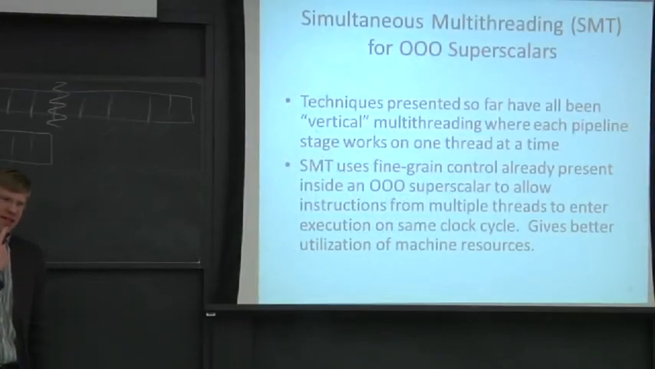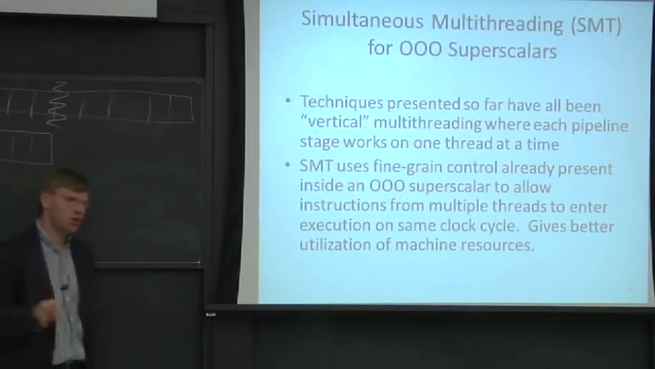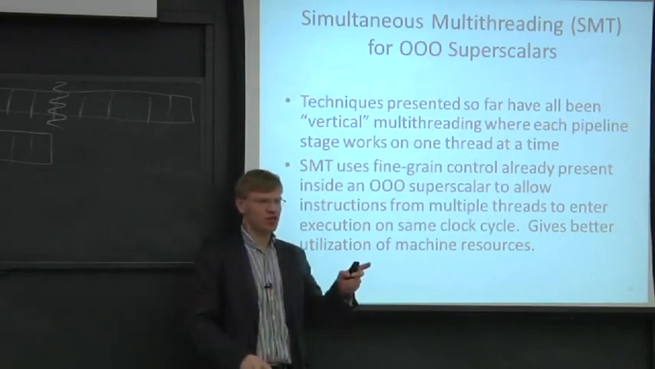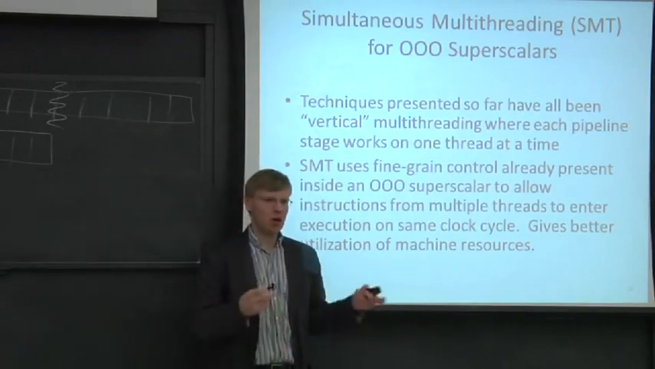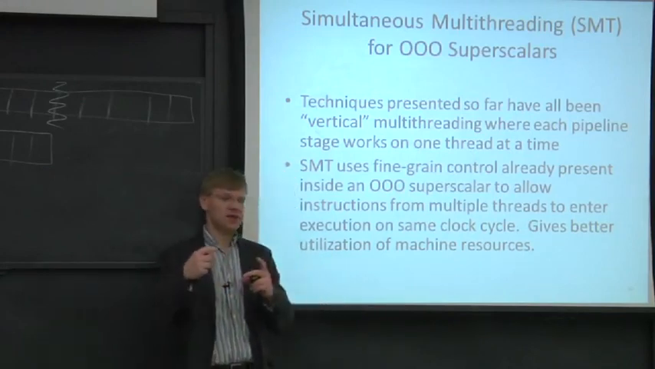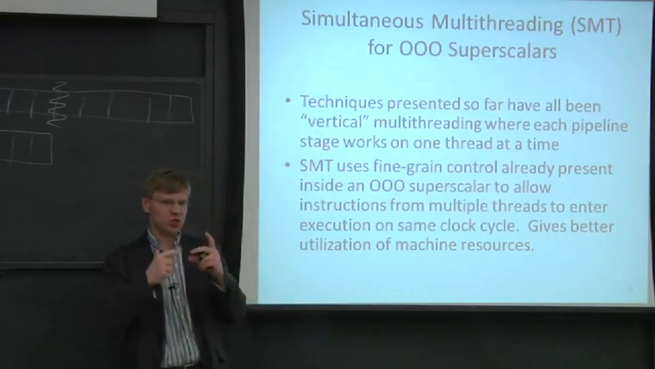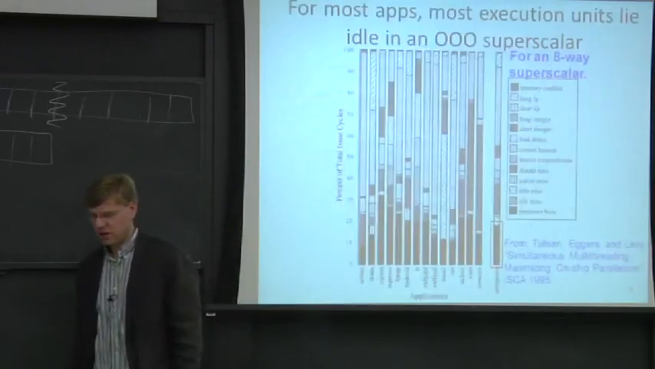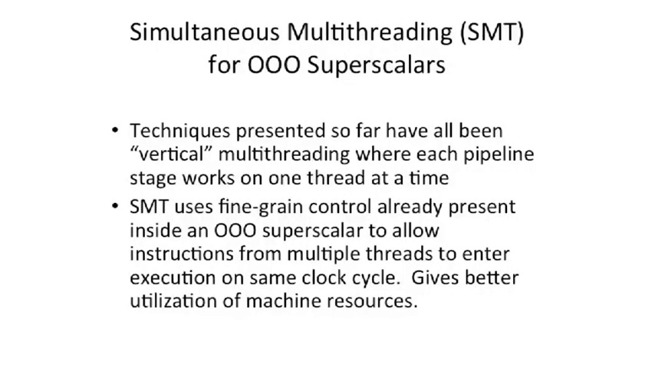OK, so that was coarse-grained multithreading. We're going to move on to figuring out how to mix instructions of different threads in the pipeline at the same time, and issue two different threads' instructions at the same time to different pipelines. This is called simultaneous multithreading.